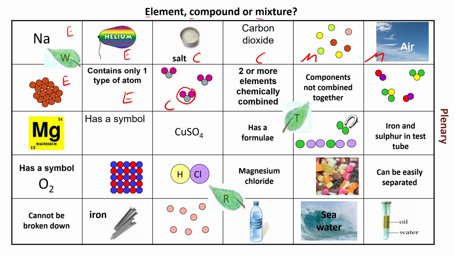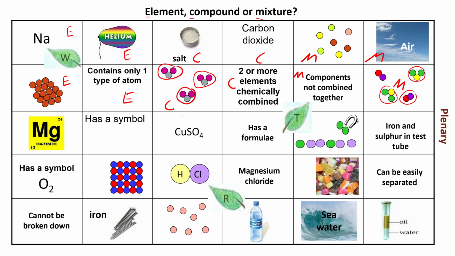This has two different atoms in, but these two are identical to the first one, so it must be a pure compound. Here, two or more elements chemically combined. That is a compound. Components not combined. That is a mixture. Here, we've got a mixture. We've got lots of different... So look, this and this are the same. They are both the same compound, but this is different than the other two. They are not joined together.